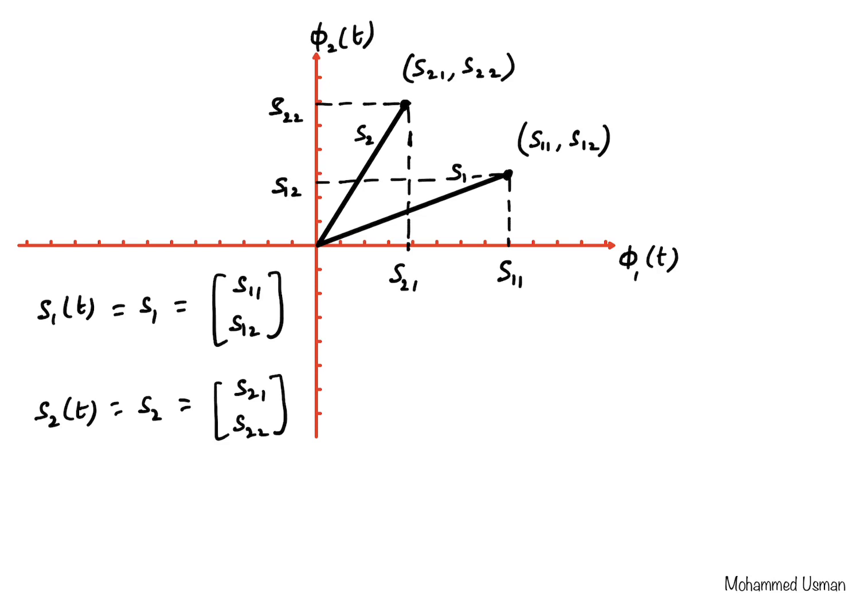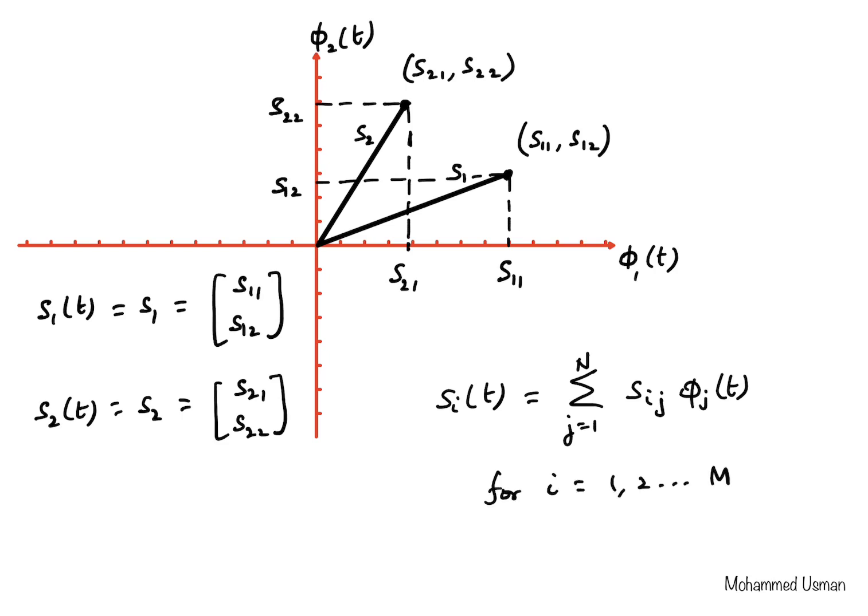So we can write our signal Si of t as the summation of Sij times phi j of t, for j equals 1 to n, and we can do it for i equals 1 to m. Okay, and n is going to be less than or equal to m. So the number of basis functions can be at most the number of signals.